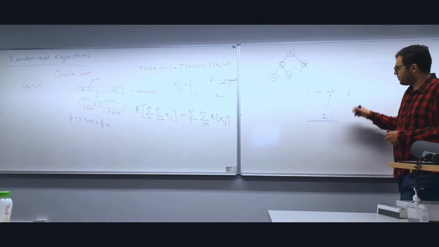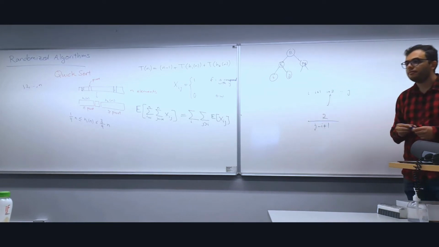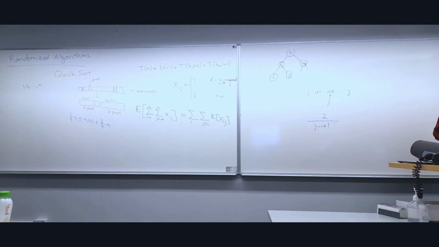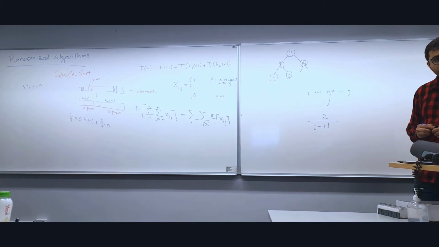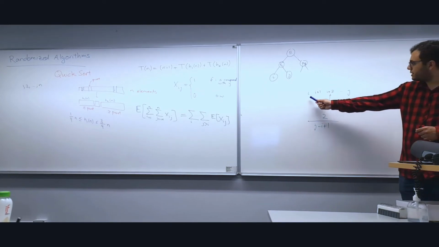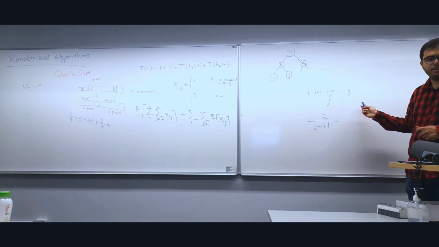So what is the number of elements? It's J minus I plus 1. Yes, so we're considering all the elements from I to J, including I and J themselves.